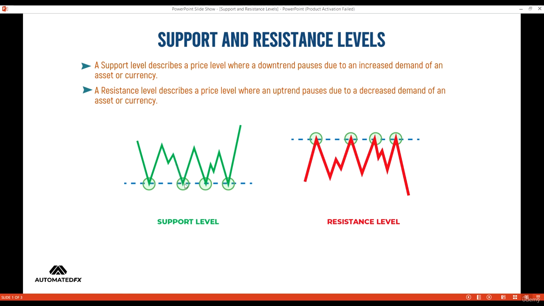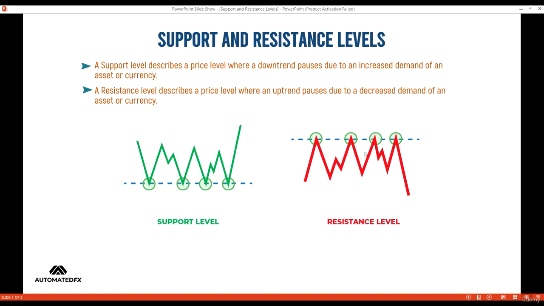Now, when it hit here the second time, we observed this level and called it a support level, because after it hits here, it goes up, hits here, goes up, hits here. Because of multiple testing of this level, we identify it as a support level, because whenever price comes here, there is an increased demand for euro and the price goes up.